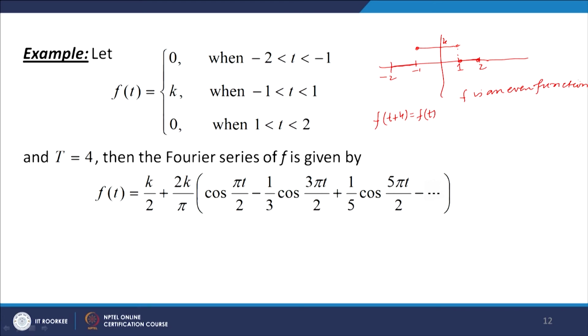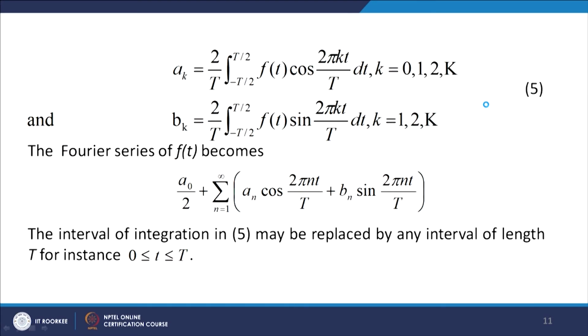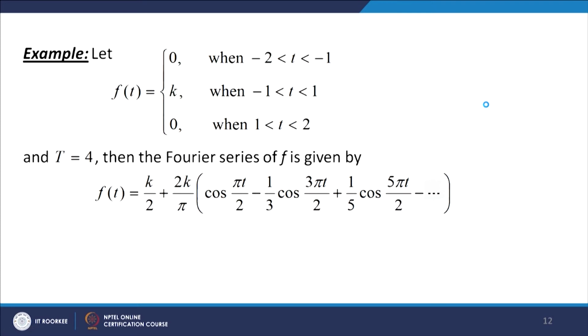And when f is an even function, if you look at Euler's formula for Bn, it is 1 over pi integral from minus pi to pi. This is in the case of a 2 pi periodic function, but we have a T periodic function. So, Bn we have to write as 2 over T integral from minus T by 2 to T by 2 of f(t) sin(2 pi n t over T). So, let us use this formula.